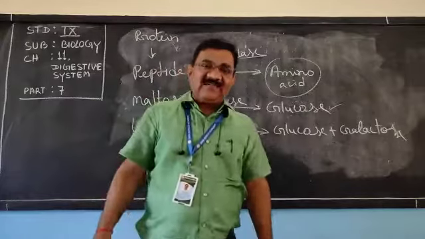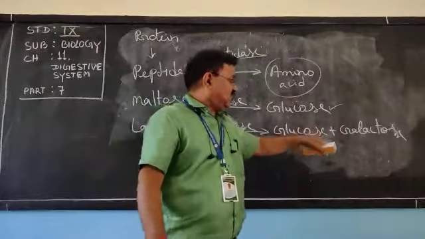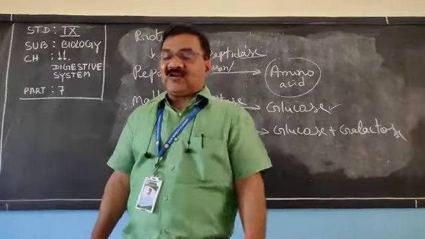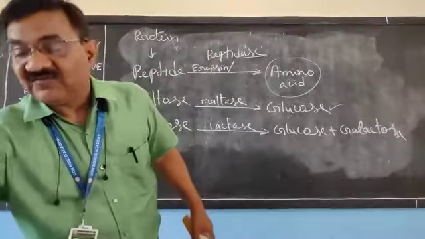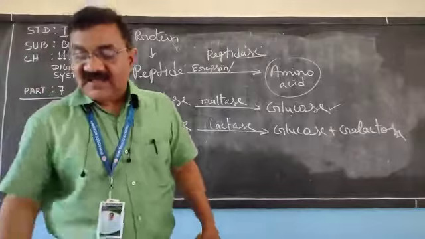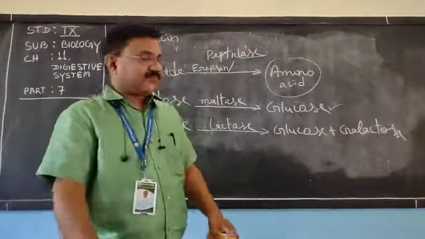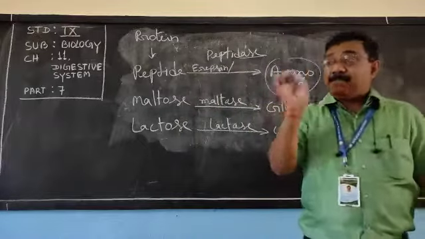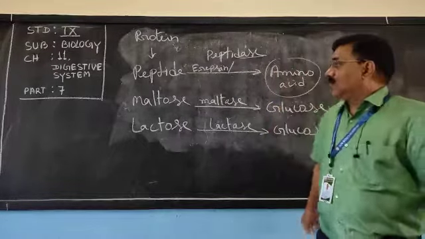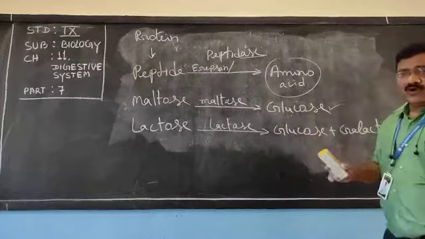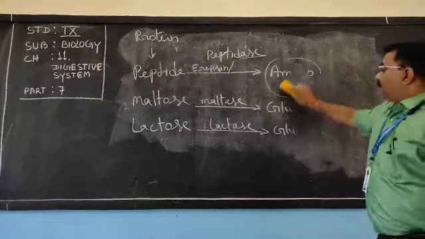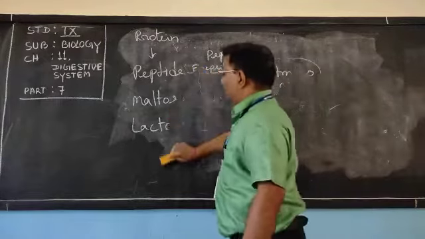Lactose, by the help of enzyme lactase, is changed into glucose and galactose, and glucose and galactose are absorbed by our body. This way the process of digestion is completed in the small intestine. Now, not only is the process of digestion completed, but also the process of absorption.